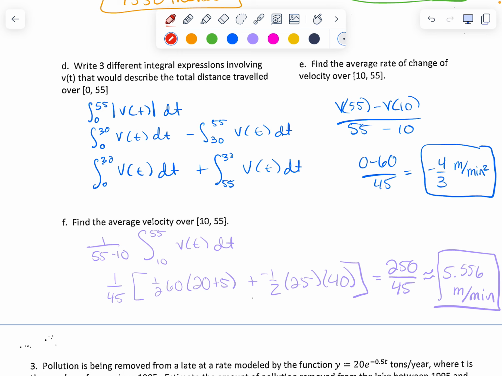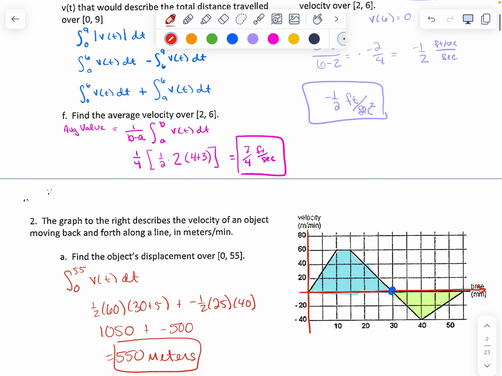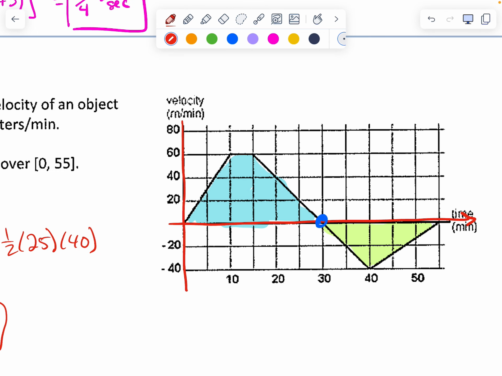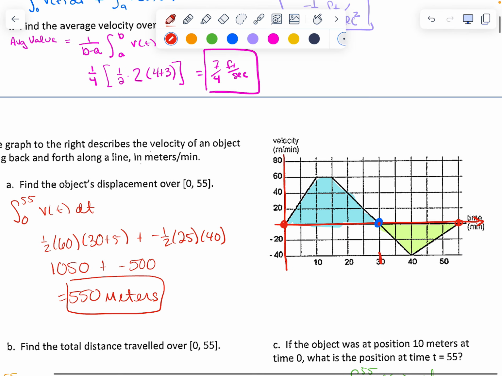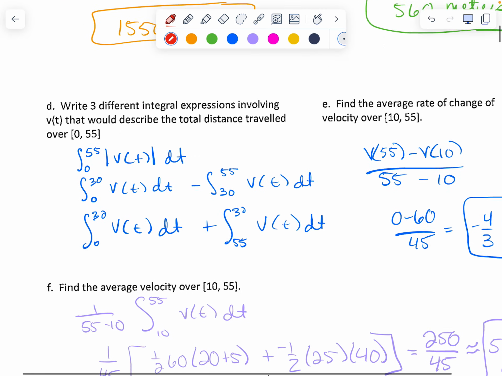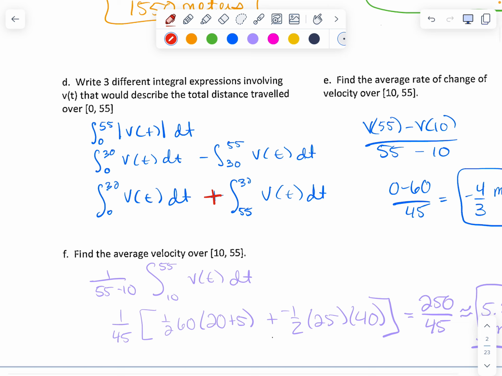Waiting for questions. Okay. Wait, why is it 30 to 55 for BFTB? For the third integral? Because I have to split it at the place where it goes from being positive to negative. So it goes from 0 to 30 as positive, and then from 30 to 50 underneath the x-axis, negative values. Yeah, but why was it switched on the integral we're talking about? Because when you switch the order, it changes the sign to be the opposite. So I could either put a negative in front or I could switch the order.